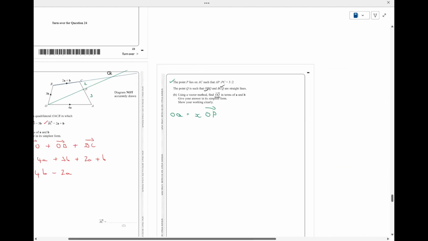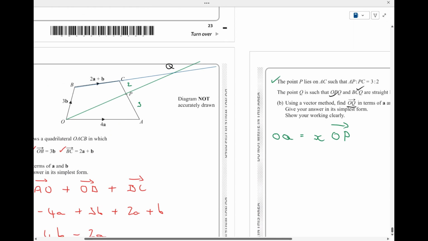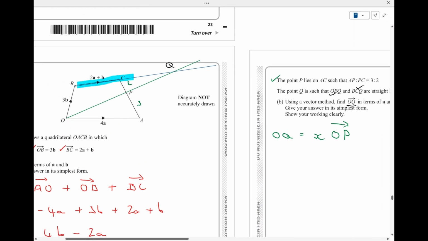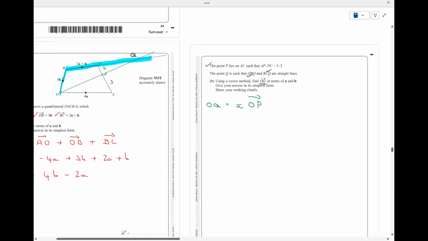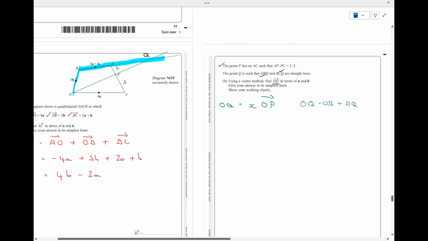Now, my second route, which, because I've got this blue line already here, I'm going to call the blue route. It's going to go from O to B and then across to Q. So my blue route, OQ, is going to be OB and then B to Q.